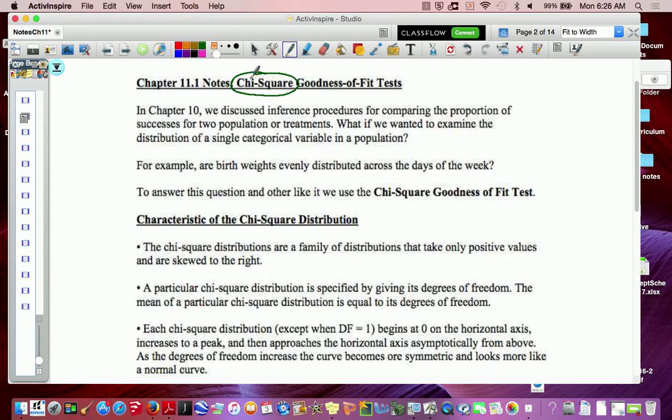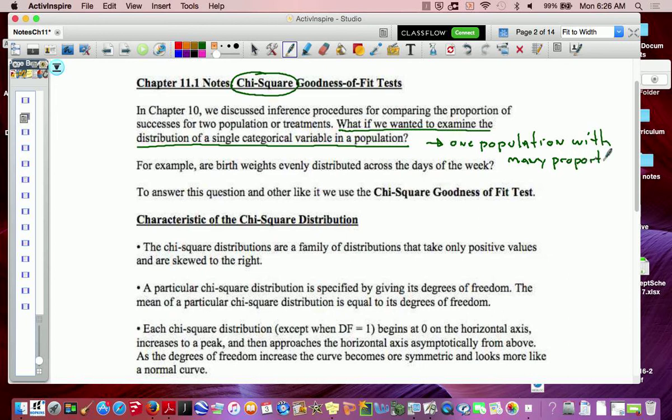So as it says here, what if we want to examine the distribution of a single categorical variable in a population? So we have one population, so I like to think about this as one population with many proportions. Okay? When that occurs, we're talking about a goodness of fit test.